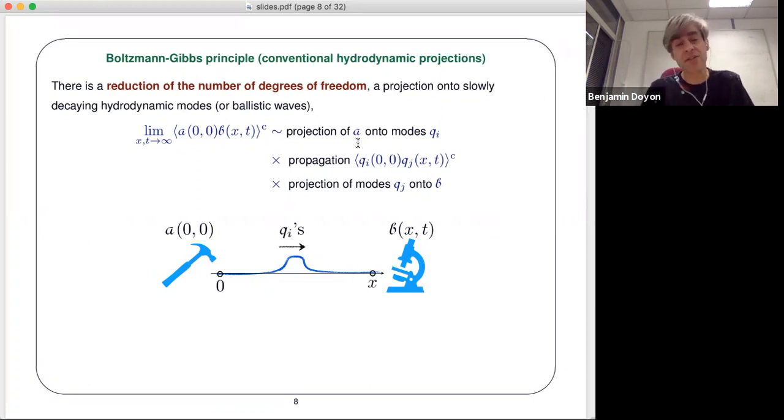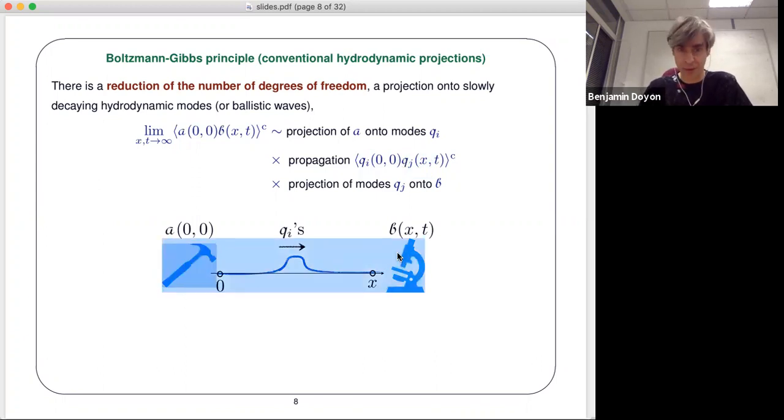What it says is very simple. It says that, not quite in a limit, but as x and t are large, in the ballistic scaling, the correlation function of two local observables should be obtained by projecting these observables onto conserved densities, whatever the conserved densities are in your model.